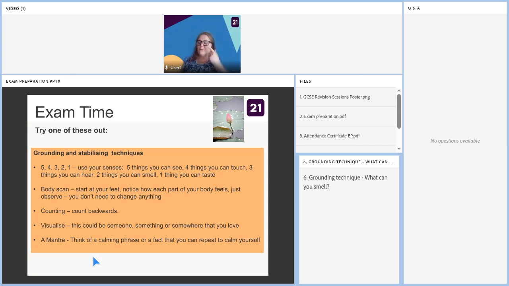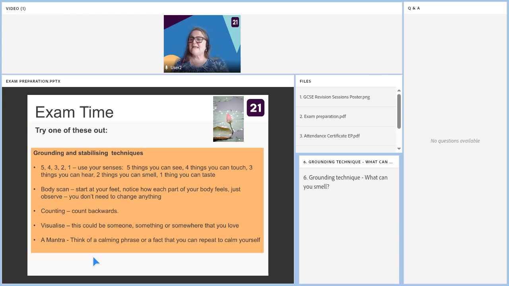Counting backwards now. These could be helpful for French revision, Spanish revision, Welsh revision, or English revision. So counting backwards. Visualizing something, someone, somewhere you love. Me, the beach. Visualizing a beautiful sandy beach with lovely water and nice and calm most days. Some days I like a bit of surf, but mostly nice and calm. And a mantra. So that resilience that we were talking about earlier, thinking about a calming phrase, the fact that you can repeat to calm yourself. It could be anything that's important to you.